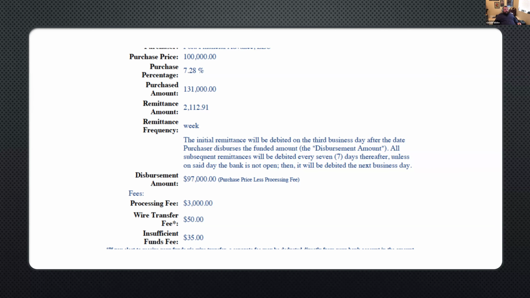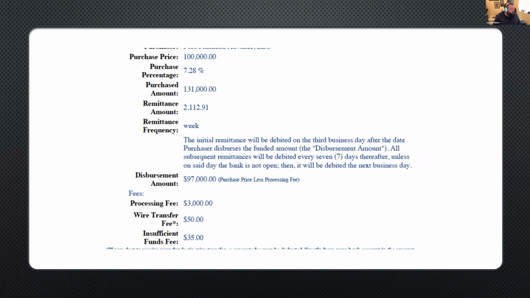But if business slows down, it could stretch the term out, right? Because let's say business slows down in half, and now that weekly amount goes down in half, that's going to stretch out the term and the time to pay. So the lender is basically looking to get $131,000 for the $100,000 that they gave out. So they're buying their future receivables at a discount.